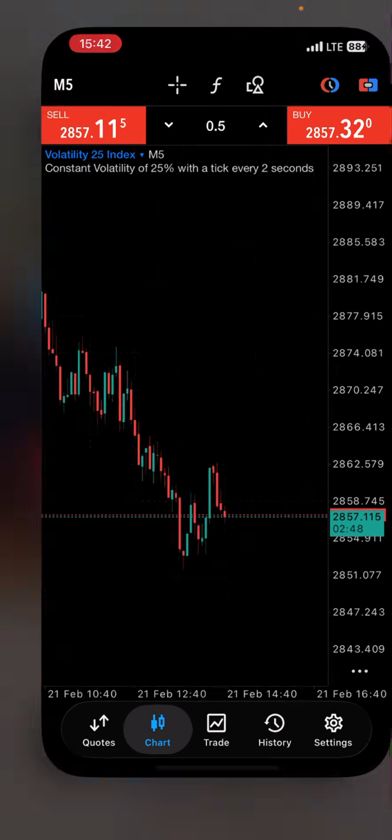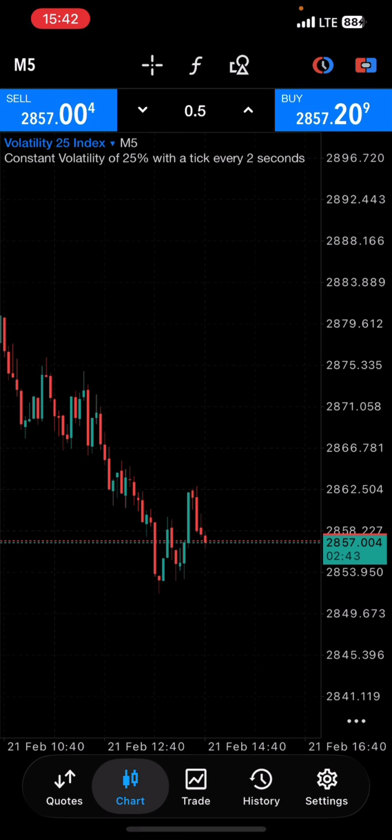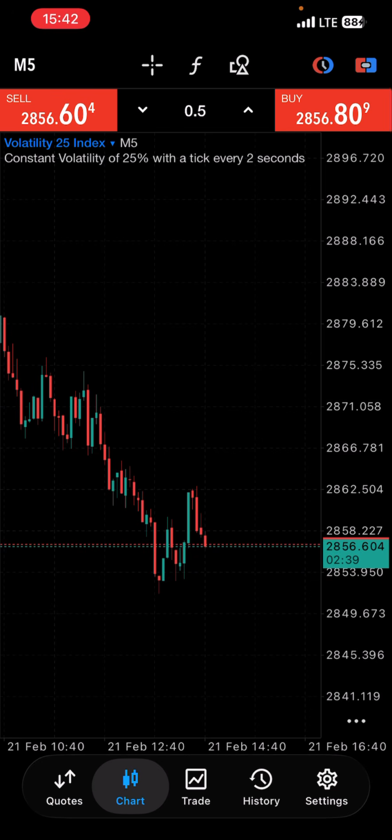Oh, it has even touched there. It is selling from there. Oh my goodness. So at 2857, I'm just going to enter a sell. Let's see how this goes. I would have entered at 2857, but I went and entered at 2856. Let's see how it goes.